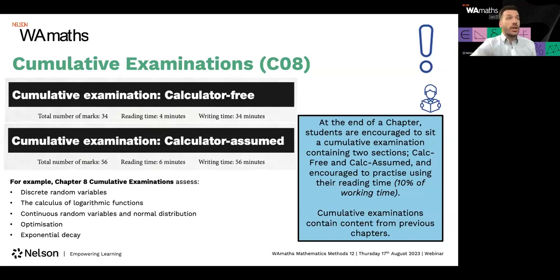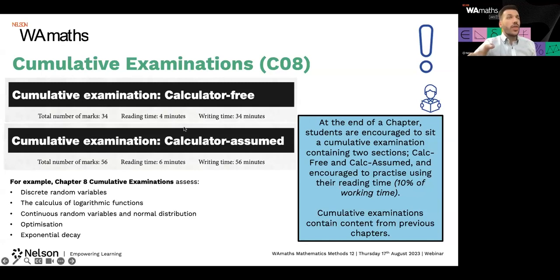As the textbook goes on, the number of marks and the number of questions in each cumulative exam increases, obviously, because it's cumulative. So for example, if we're looking at the cumulative exam for chapter 8, which is the second last chapter, this could have questions from anything in your previous chapters. And obviously chapter 9's cumulative exam would have all of it plus a little bit more from chapter 9.